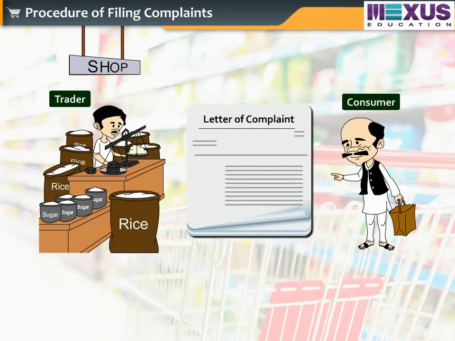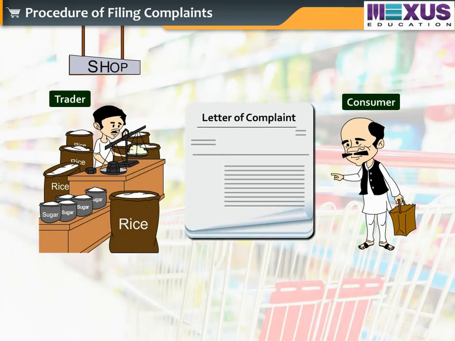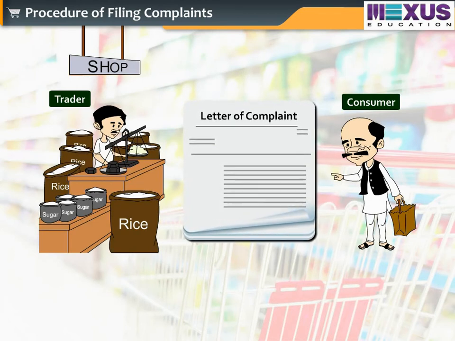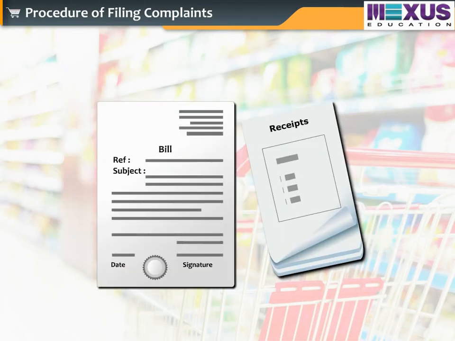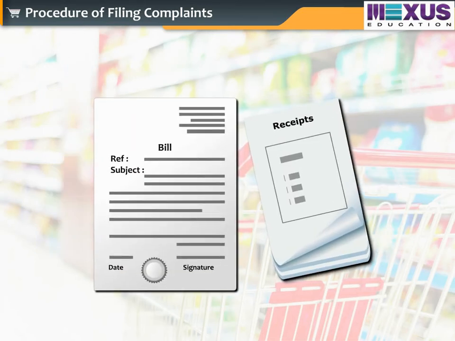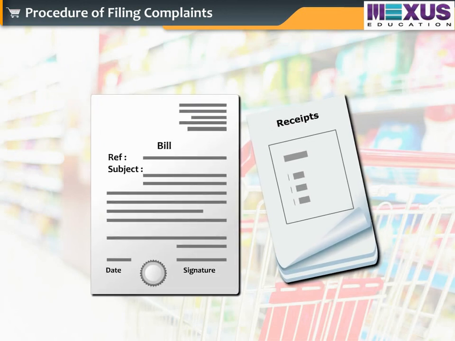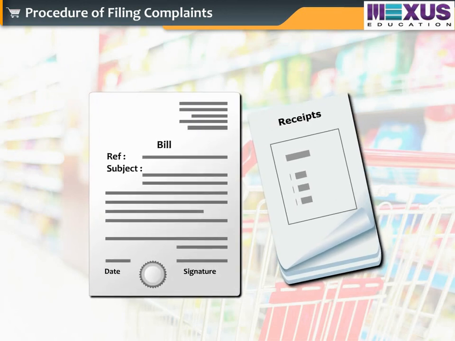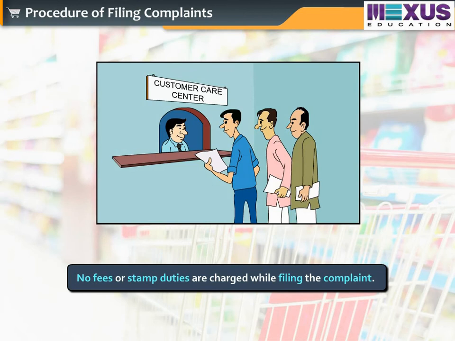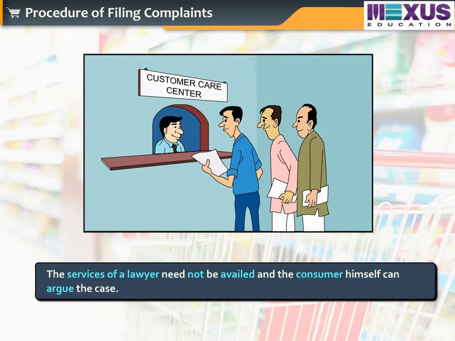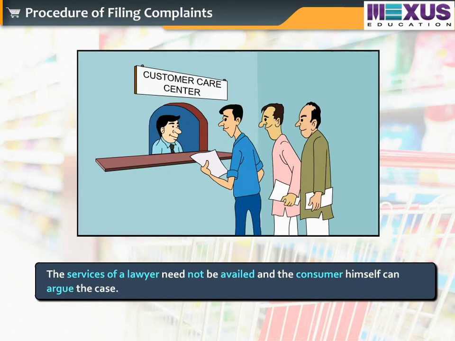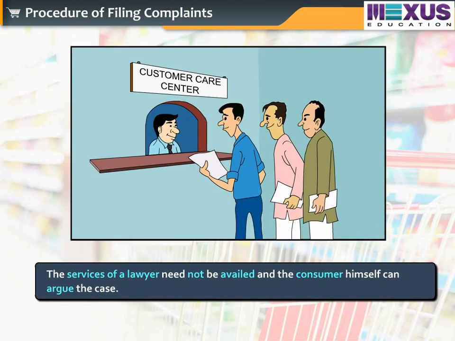Records of any letter correspondence that has taken place between the trader and the consumer has to be provided. The compensation desired for the loss has to be mentioned. Necessary bills or receipts, if any, have to be enclosed with the application. No fees or stamp duties are charged while filing the complaint. The services of a lawyer need not be availed, and the consumer himself can argue the case.